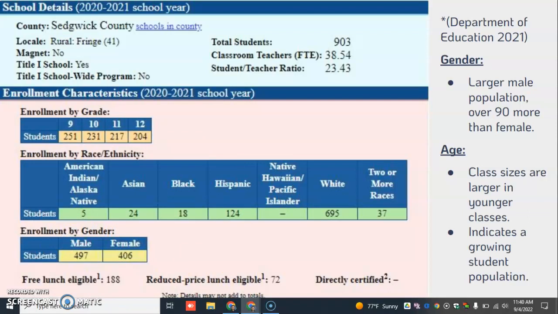As far as age, you can see that as you go down the classes, towards the freshman class, they are growing larger as the years progress, which indicates a growing student population, which we are seeing, and we are hiring a couple more staff members to accommodate the growing numbers of students.